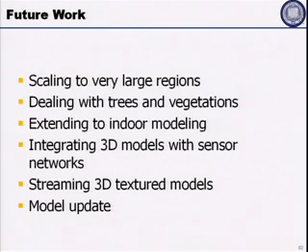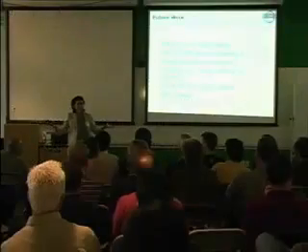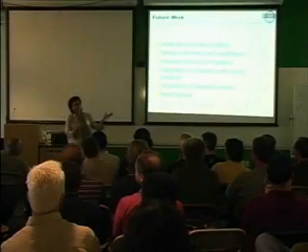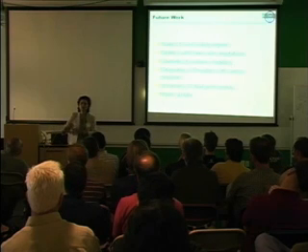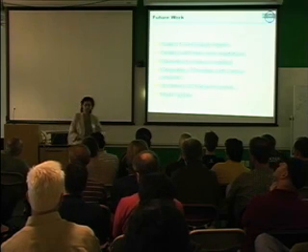So, scaling to very large regions is a big goal of ours, and I'll talk about some of our thoughts on that. Dealing with trees and vegetation, this foreground-background stuff, extending to indoor modeling, integrating the 3D models with sensor networks. That's an area that the government is funding us in. Streaming these 3D texture models to maybe handheld devices, and also model update. If you've already collected a bunch of data and now some of the buildings are gone, some new ones have appeared, how do you fuse these two models without having to start everything from scratch?